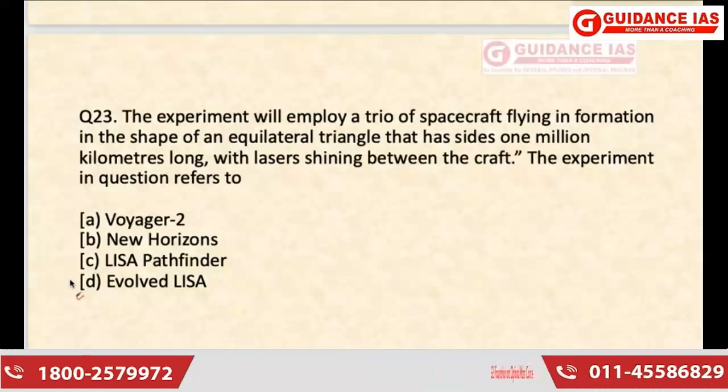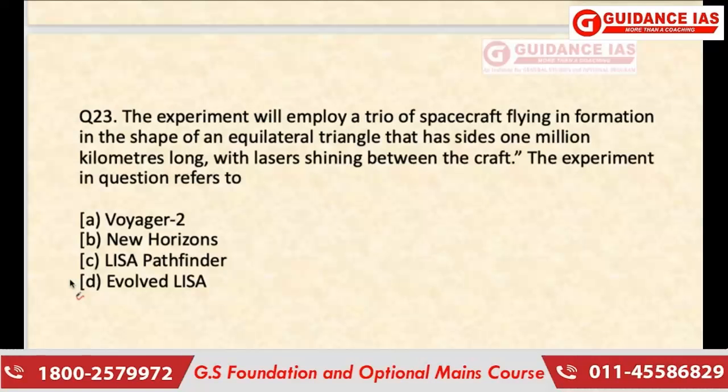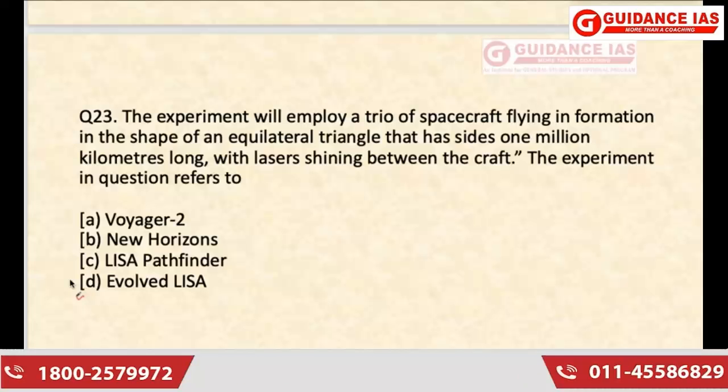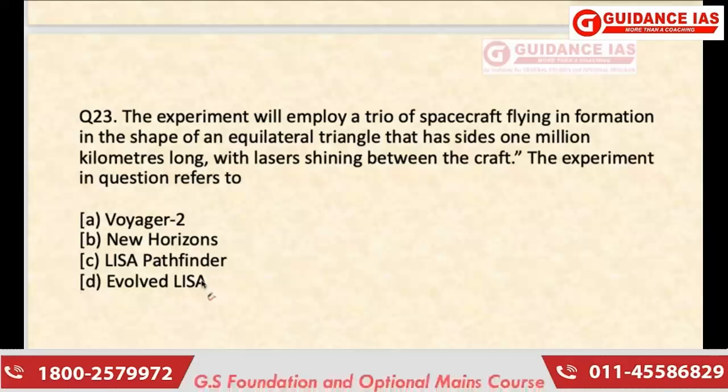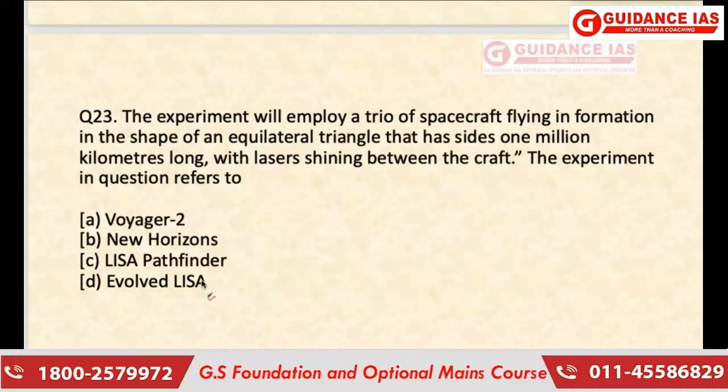The experiment will employ a trio of spacecraft flying in the shape of an equilateral triangle that has sides 1 million km long with laser shining between the craft. The experiment in question refers to. Okay, a very dicey question. If you have read about all of these, and that too in a little detailed version, because this is not a direct question. As you can see, they are not asking whether this particular spacecraft or mission is related with the moon or any kind of planet. No, they are asking you some detailed thing about the mission.